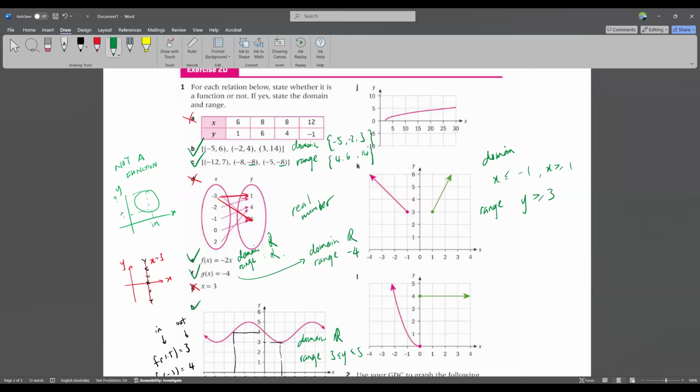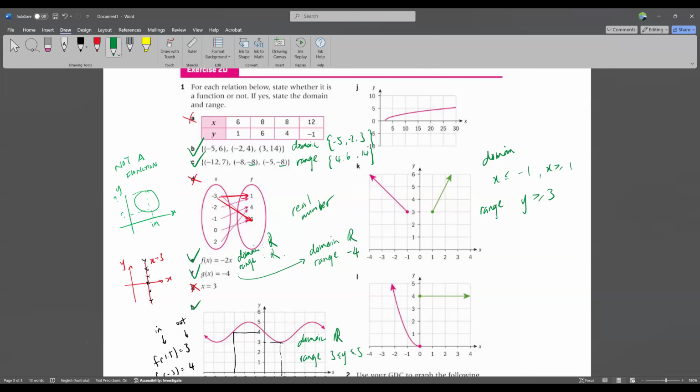I said it wasn't a function. Why? Because the green line, like all of them give out the same output. Having the same output is totally fine. Remember, two students can have the same grade, but we cannot have one student have two grades.